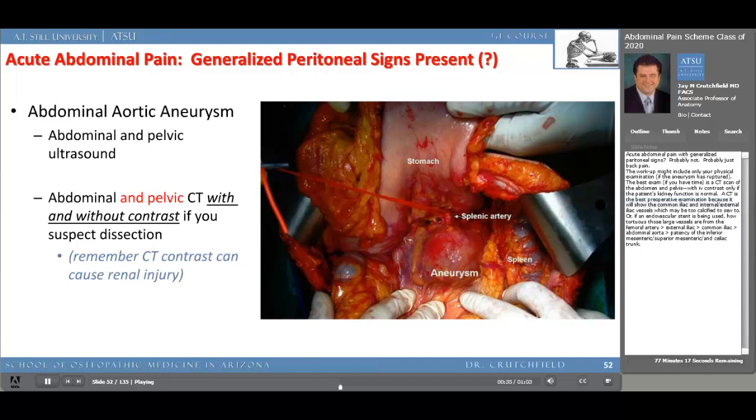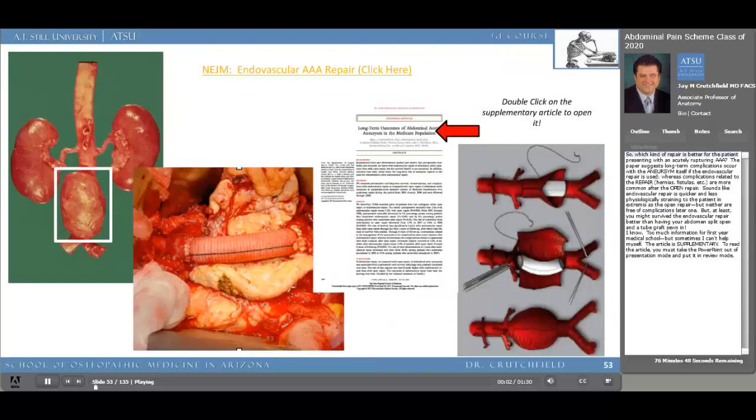So which kind of repair is better for the patient presenting with an acutely rupturing abdominal aortic aneurysm? Now this is over your head for a first-year student, but somebody always asks the question, so let's answer it. This paper recently published in the New England Journal of Medicine suggests that long-term complications occur with the aneurysm itself if the endovascular repair is used. That makes sense because the endovascular repair simply slides a graft through the aneurysm and past the rupture. The aneurysm is still left intact.